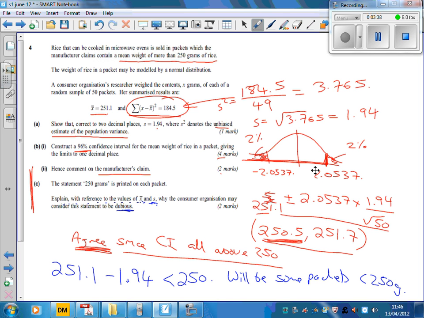So calculation here for 1 mark, and they did tell us to do that, and then some sort of interpretation at the end there. What does it mean?